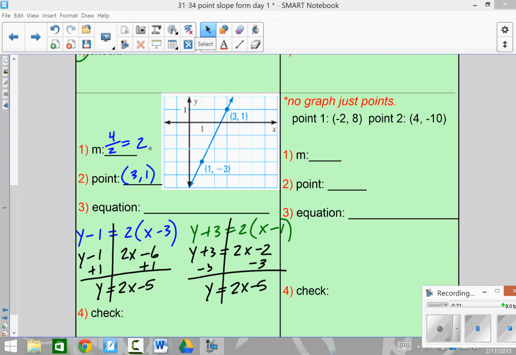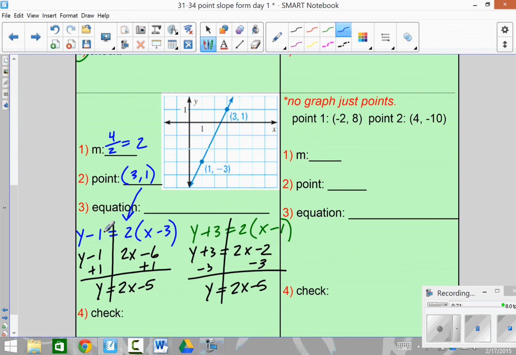I want you to check to make sure your slope is correct. You should have a slope of rise 4/2, which is the same thing as 2. I'm going to show you both answers that you could have gotten because it depends on what ordered pair you chose. The first answer is I chose the ordered pair 3, -1. So if you chose that route, this is your answer for your point slope form. And then when you check it, you should end up with y equals 2x minus 5.